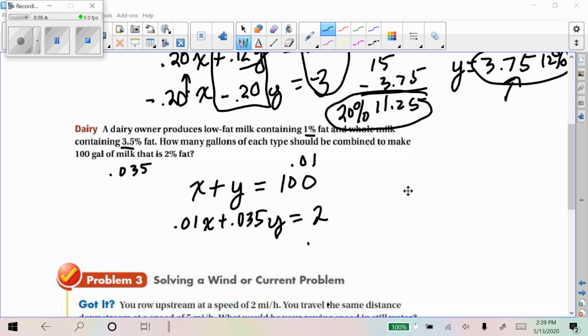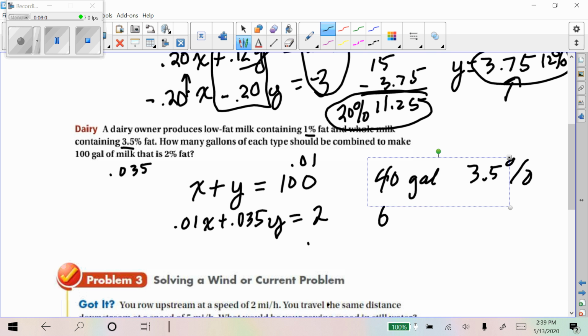All right, I got that you need 40 gallons of the 3.5% and you need the other 60 gallons to be the 1%. Now, what I did is I multiplied everything on the top row by negative 0.01, and then I added them together. So I used elimination there.